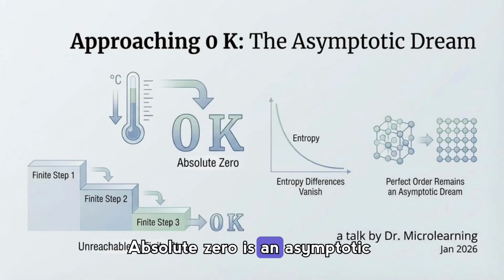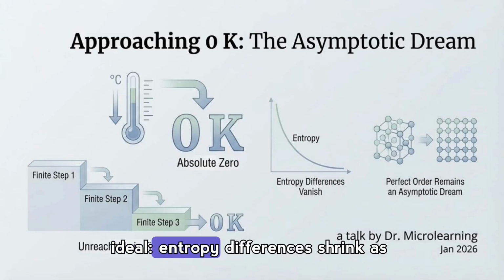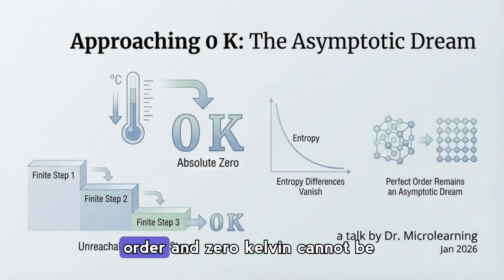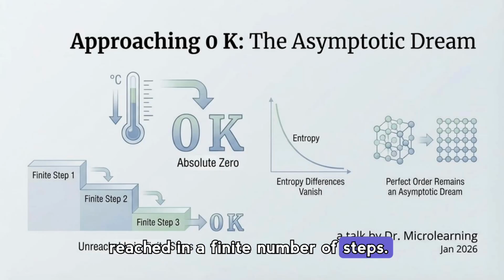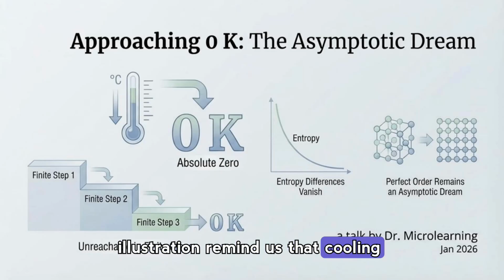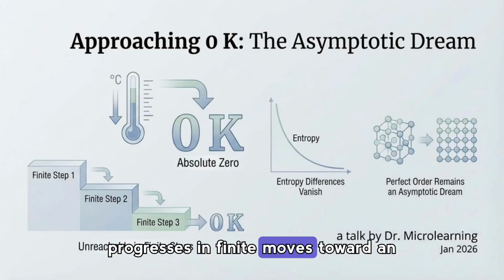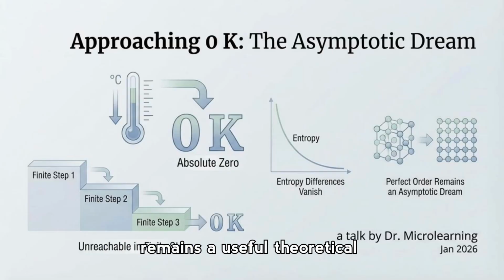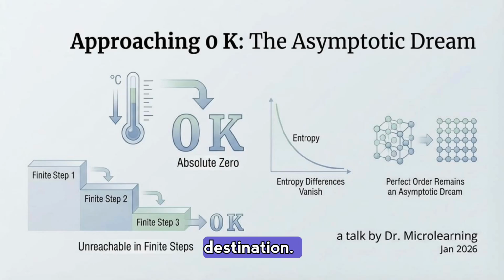Absolute zero is an asymptotic ideal. Entropy differences shrink as temperature drops, but perfect order at 0 Kelvin cannot be reached in a finite number of steps. The thermometer and staircase illustration remind us that cooling progresses in finite moves toward an unattainable limit, so absolute zero remains a useful theoretical benchmark rather than a practical destination.